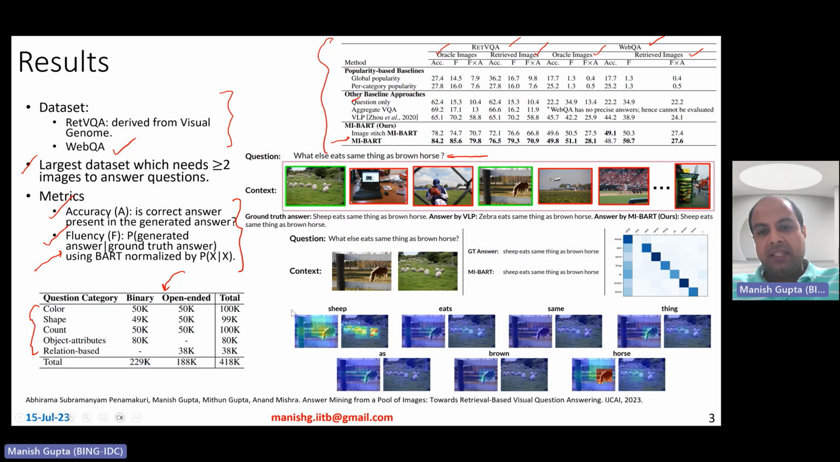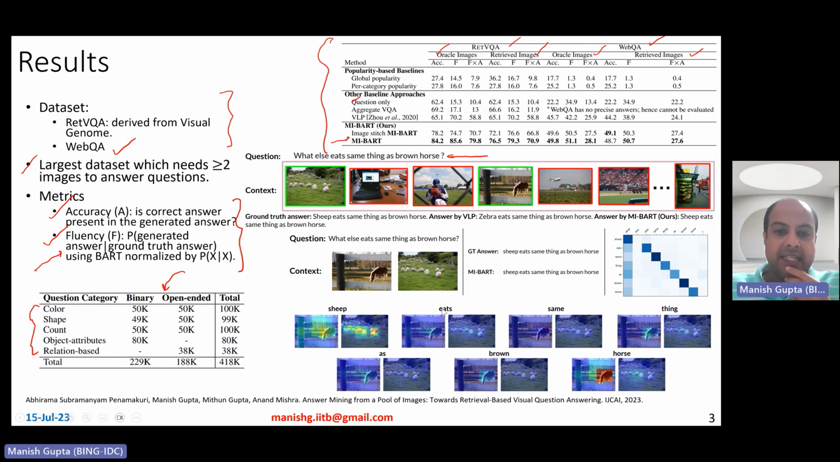Okay. Now, at the bottom, what you see here is an attention visualization of the model. When you give this question as input and you also give the context, these top retrieved images as input, what you observe is that when it tries to come up with the answer here, sheep eats, the top thing is the question, and each of those rows is the answer. It has a very high attention score on sheep, which makes sense, and then eats, same thing as a brown horse also. So the diagonal is also very heavy, which makes sense from a text-based attention perspective, question to answer attention.